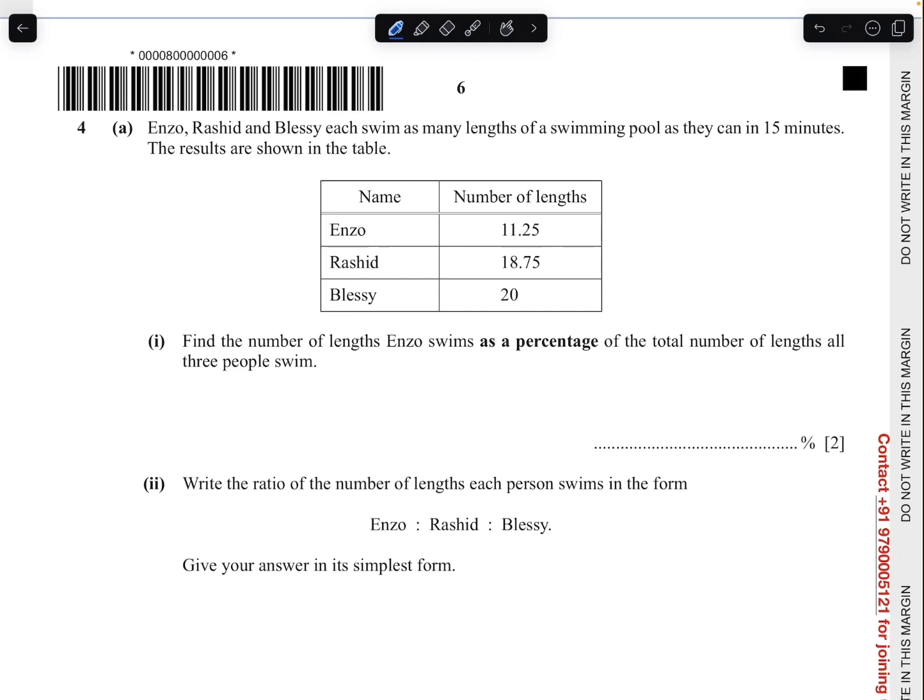So let's focus only on Enzo. Enzo's is 11.25, divided by the sum of all these three, that is 11.25 plus 18.75 plus 20, times 100 to get the percentage. So when we calculate this, we get 22.5%.